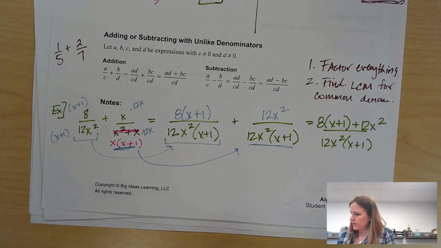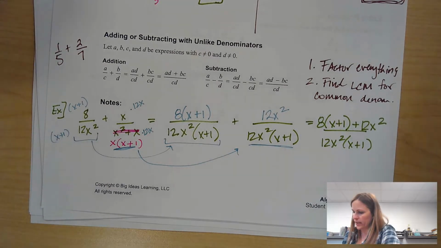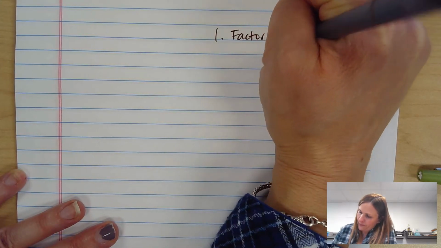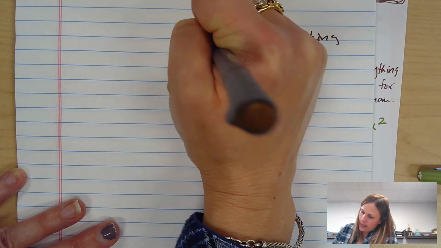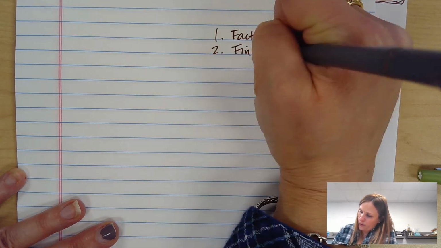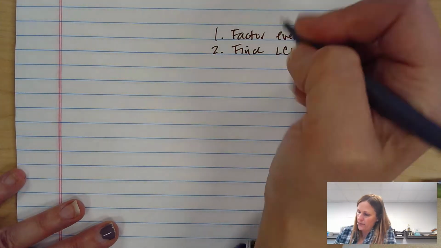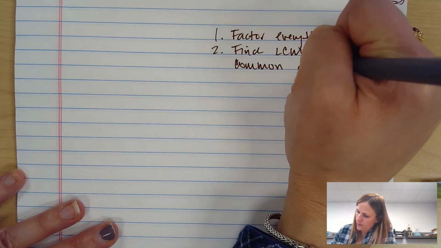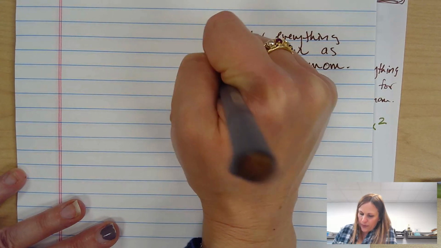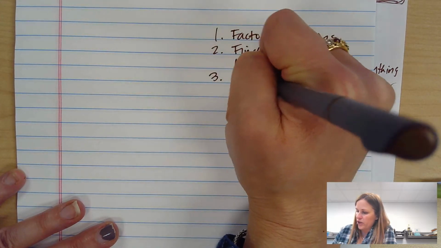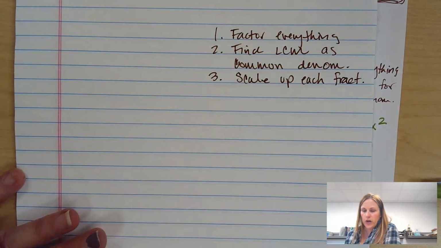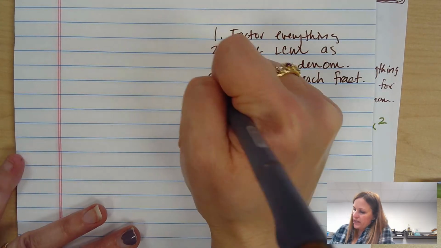So I'm going to write the steps on a separate sheet of paper because I ran out of room. For those of you who like the steps, remember our first step was to factor everything. Step 2 was to find the lowest common multiple as your common denominator. Step 3 was to scale up each fraction. That's what I was just showing you how I did. Step 4 was to either add or subtract.